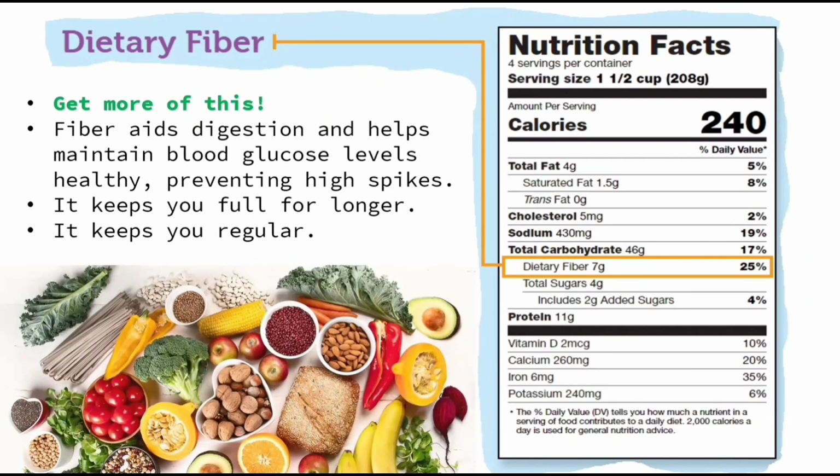So what is fiber? Dietary fiber is a type of carbohydrate made up of many sugar molecules linked together. It is bound together in such a way that it cannot be easily digested in the small intestine. There are two types of dietary fiber, soluble and insoluble. Fiber can make you feel full, which may lower your intake of calories. Fiber also aids in digestion and helps maintain blood glucose levels healthy, preventing high spikes.